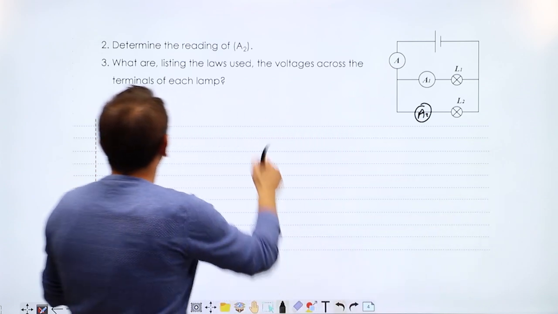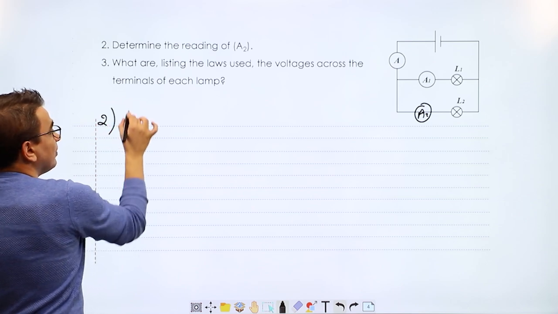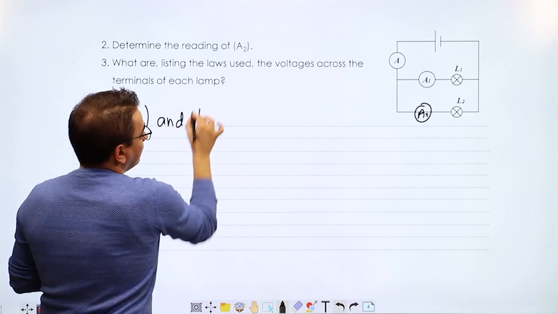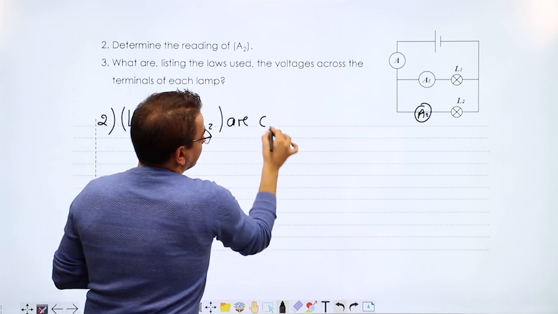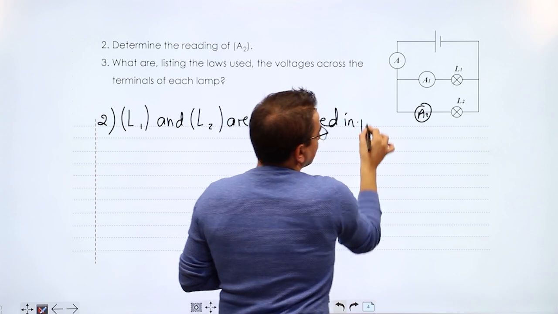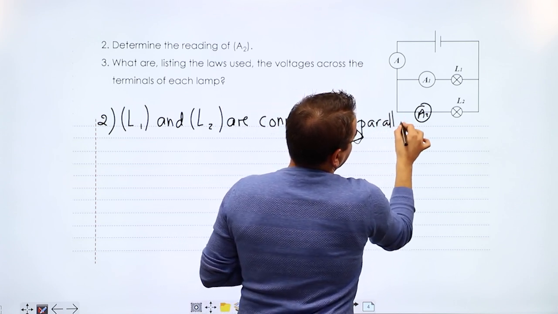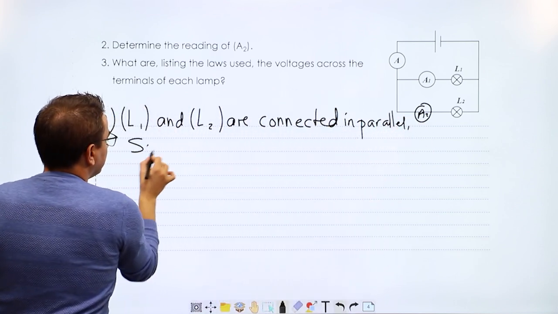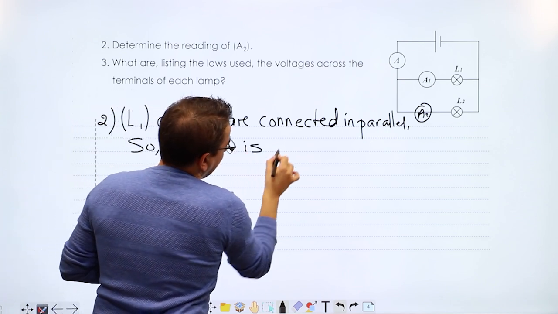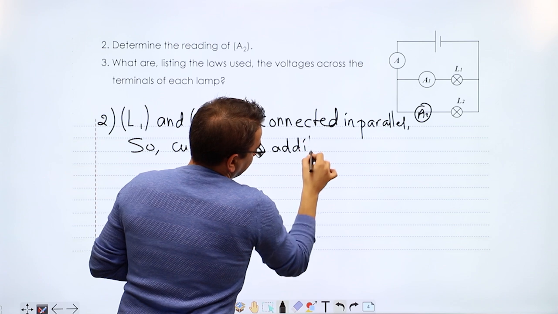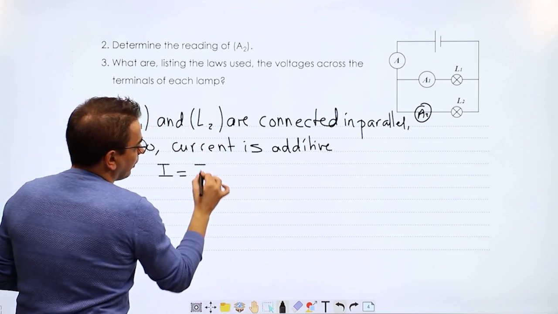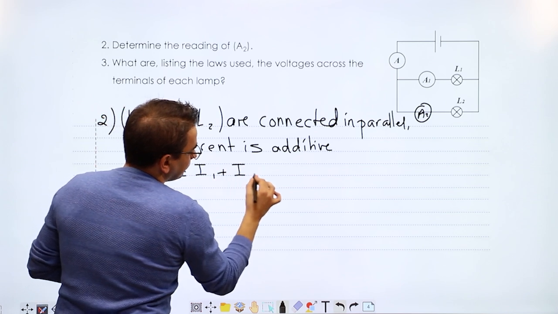So over here we have part 2. L1 and L2 are connected in parallel. So directly what can I say? So current is additive. Okay? That means I equals I1 plus I2.